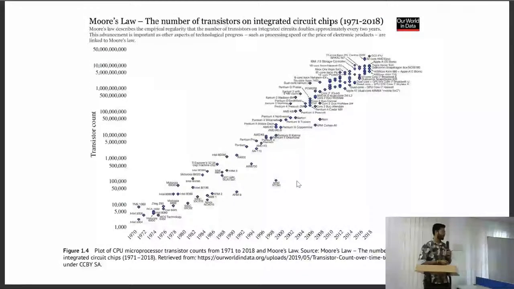Now we are seeing a plot of CPU microprocessor transistor count from 1971 to 2018. You can see the transistor count was around 1000 in 1970. It was an early stage in the semiconductor industry. Today we see around 50 billion transistors in a single chip. The chip is centimeter-sized. Even your phone has a chip that controls its performance. So this is the number of transistors in integrated circuit chips from 1971 to 2018.